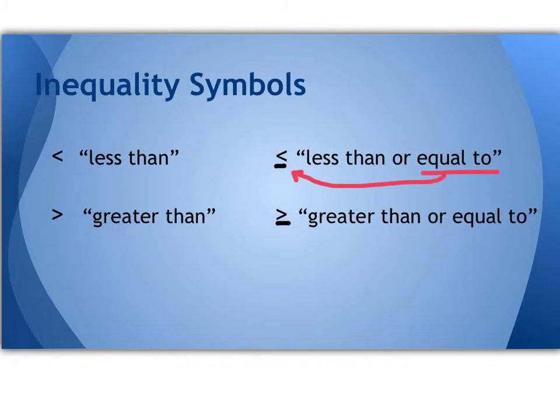The next one would be greater than. So the stuff on the left is bigger than the stuff on the right. Or greater than or equal to. Again, it's that little line that looks like half of an equal sign.